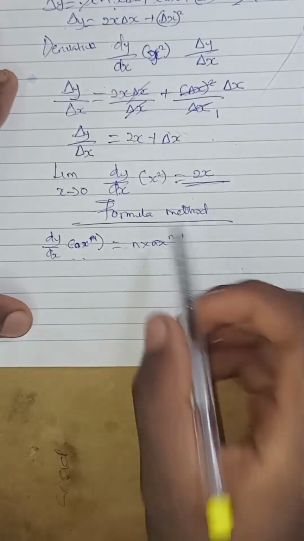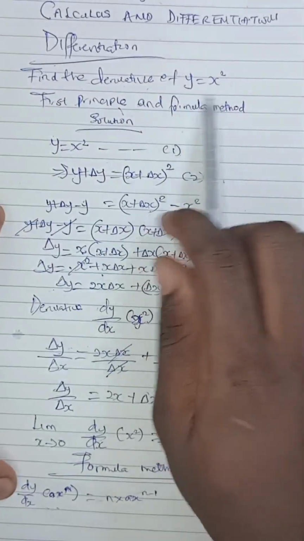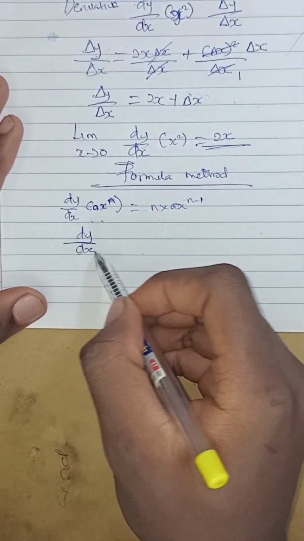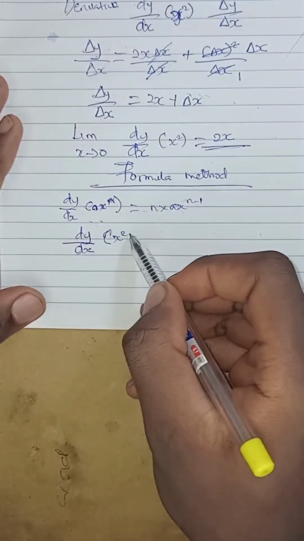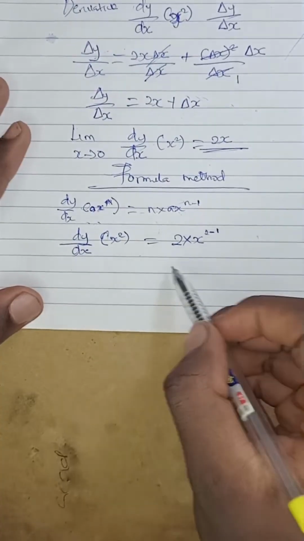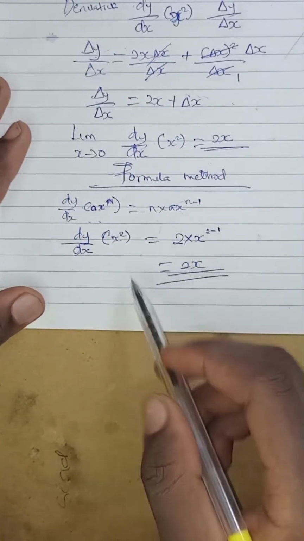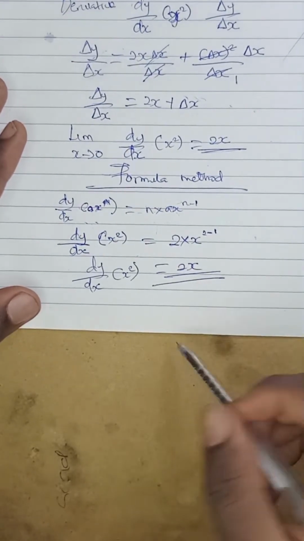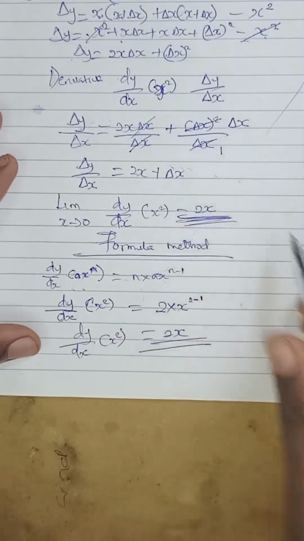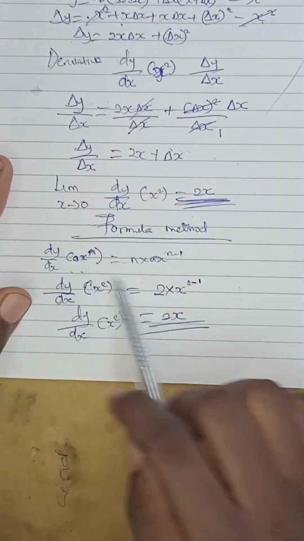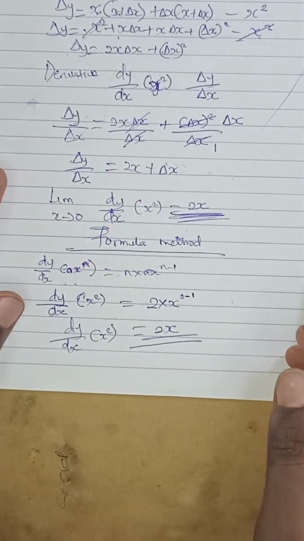So now if you move on from here, if you want to apply this formula into the question which says that y is equal to x squared, if you do that, you are going to be having dy divided by dx of x squared will be equal to 2 times x to the power of 2 minus 1, which is equal to 2x. So as you can see, dy over dx of the function x squared is equal to 2x. Look at it here, 2x. So you can see that they are both the same. This one is known as the first principle, while this one is known as the formula method in differentiation.